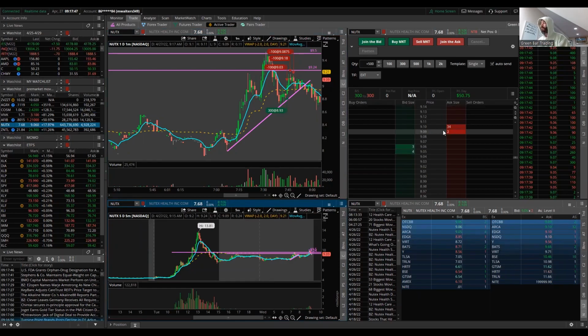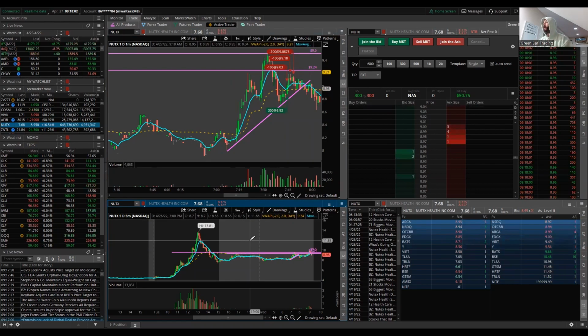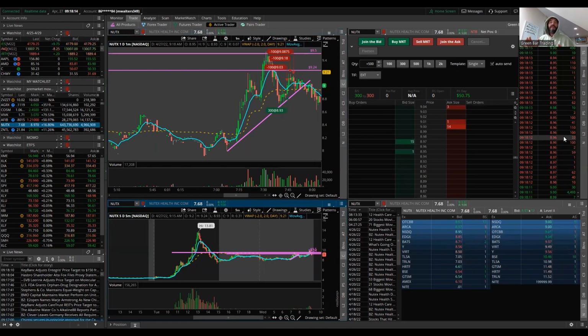When I'm buying, I'm looking for the level 2 and where those orders are, and that's where I'm entering my trade. So that's just a little bit of sort of my platform and how I have it set up. You don't have to set it up like this, but this is the way that I like it. This is the way I'm used to it. I have time and sales right here. So I have everything I need right in front of me.